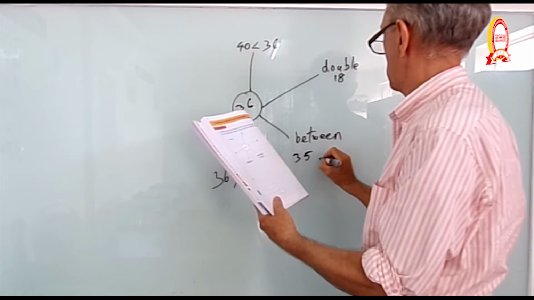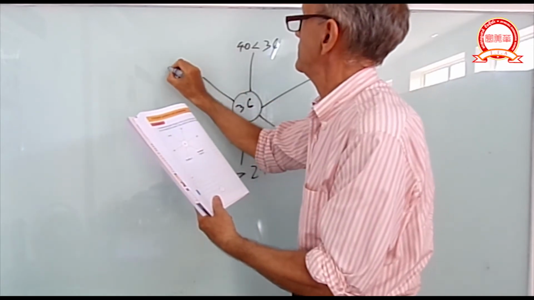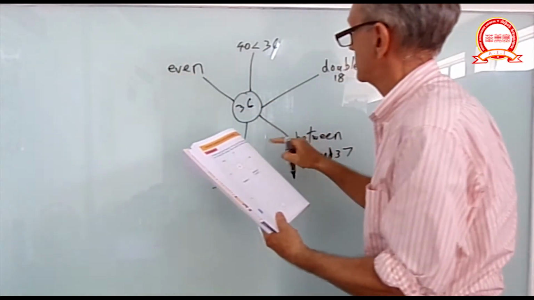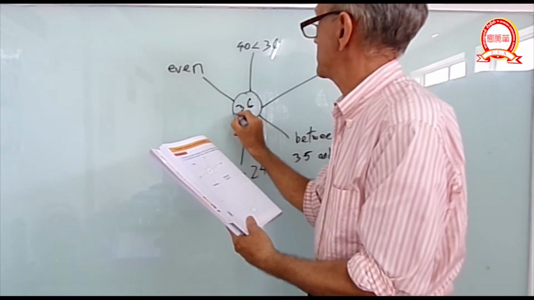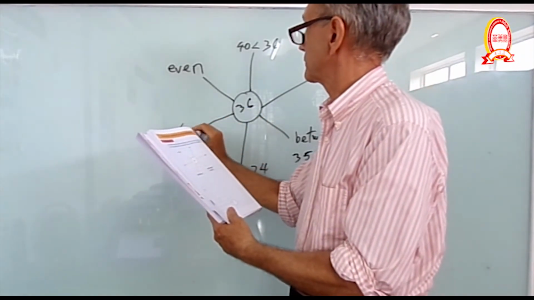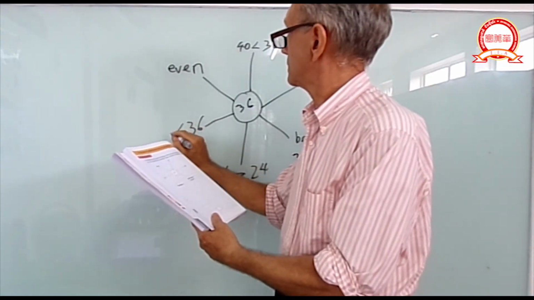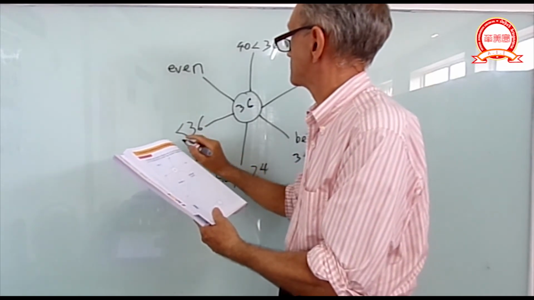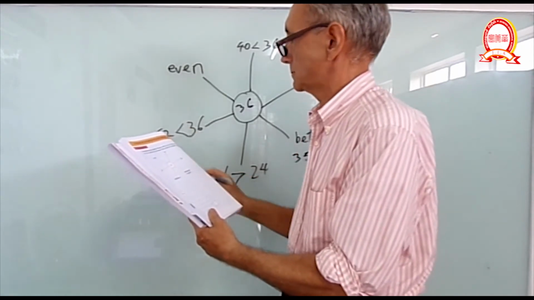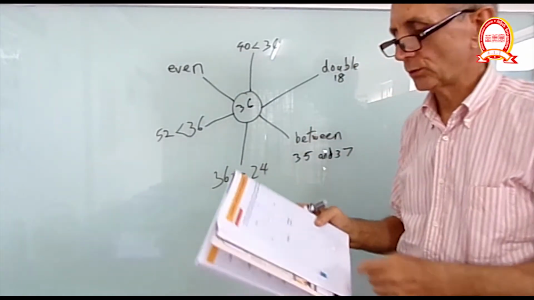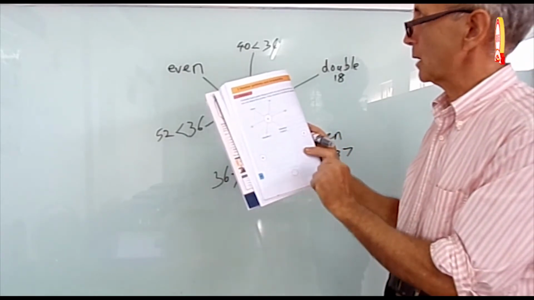35 and 37. 36 is even. 36 is less than 52. So there's an example of what you can do with this. You need to do it first with the two where you've got the number given to you, and then you choose your own number and do the same.